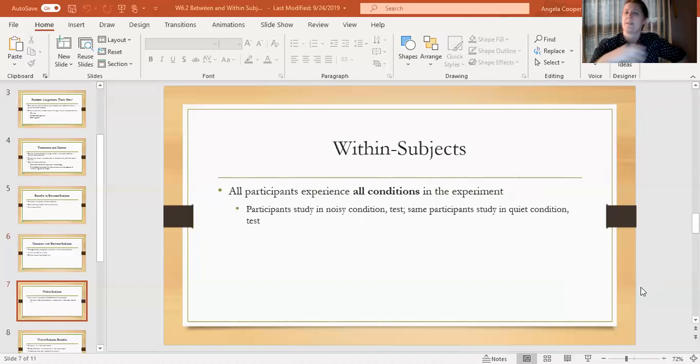Now, with that being said, we've talked about the downfalls and the benefits of between subjects design. We've talked about what it is. We've talked about some instances that can only be between subjects, the treatment and control, which again, I'll explain why later. But now let's get into within subjects design.